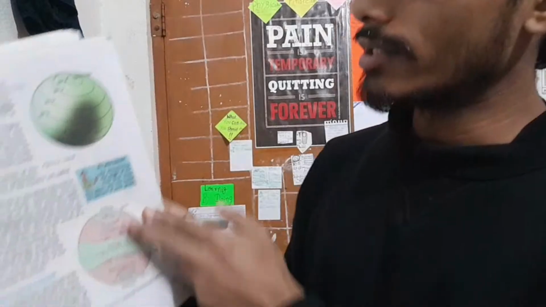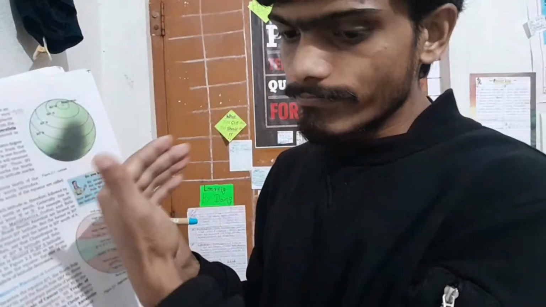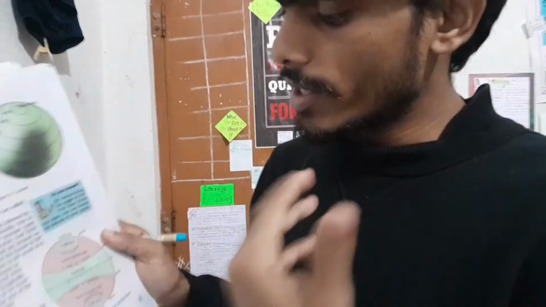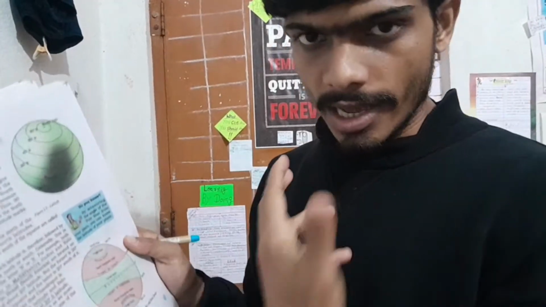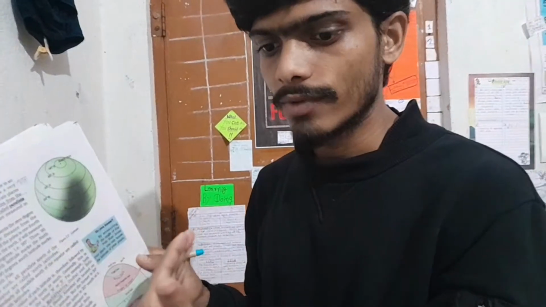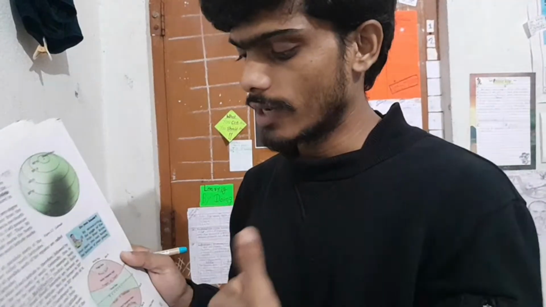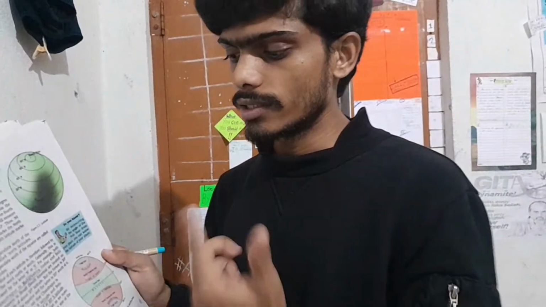We see in figure 2.2 that as we move away from the equator, the size of the parallels of latitude decreases. As we go far away from the equator in both hemispheres, south as well as north, the size of the latitudes is decreasing.